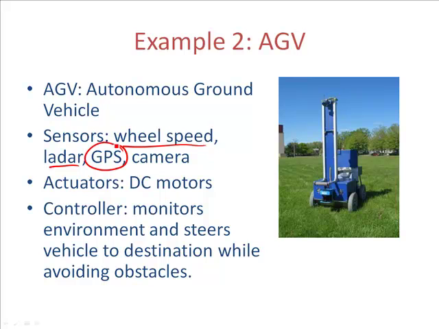That comes in handy for one of the navigation challenges. And a camera to see the lines on the obstacle course. So basically this system navigates an obstacle course, and there may be some students in here who have worked on it that could tell you a lot more about it than I can. But one example of an actuator that's on it are DC motors to actually drive the vehicle. Again, the controller monitors the environment and steers the vehicle to the destination while avoiding obstacles. Okay, so that's another example where we have controllers and actuators acting within an overall mechatronic system.